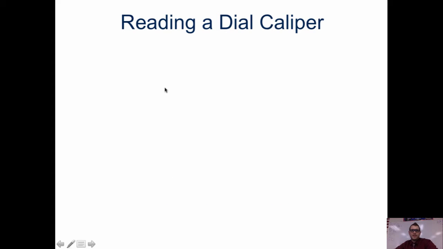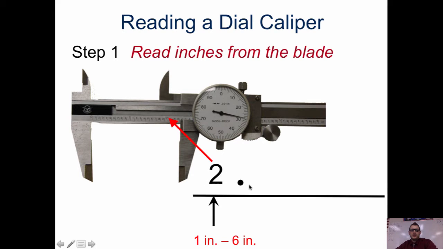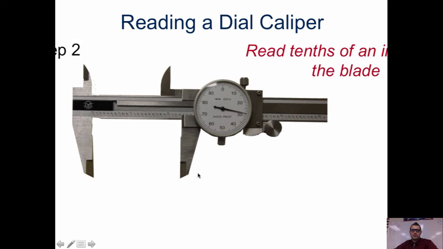Okay. Now, how do we read it? How do we find what we need? Read to each inch are these numbers right here. Now they're a little hard to see, but we got 0, 1, and 2. So here we have 2.